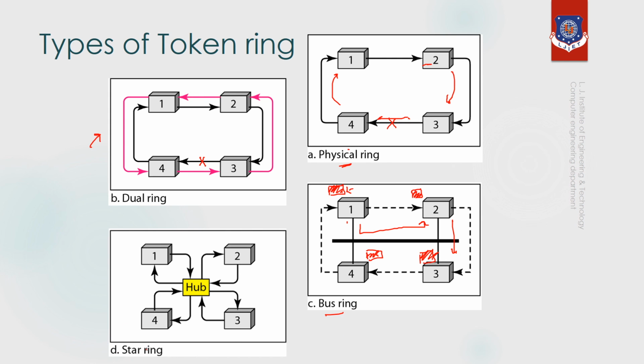The last one is called star ring. All the devices are connected using a hub, but all the process will happen using the token only.